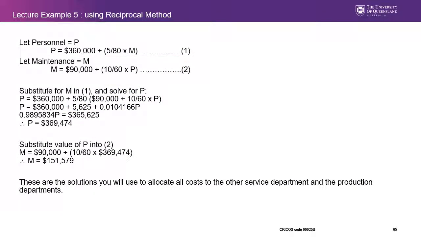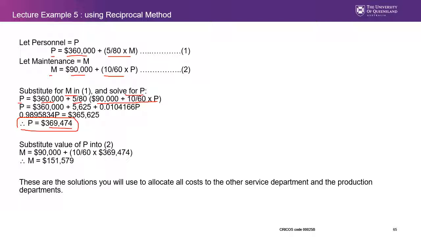So we can solve these using a reciprocal method, using simultaneous equations. So for personnel, we know the cost is 360,000 plus 5/80ths of maintenance. For maintenance, we know that the cost is 90,000 plus 10/60ths of personnel. So we can substitute maintenance in and solve for personnel. So for personnel, we've got 360,000 plus 5/80ths, and we substitute in maintenance, 90,000 plus 10/60ths of personnel. So we can solve this relationship.